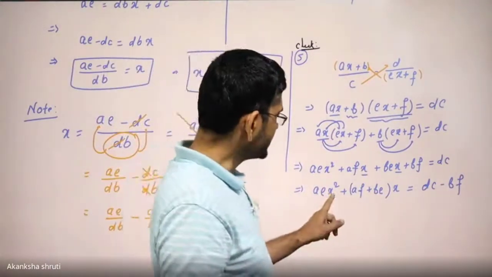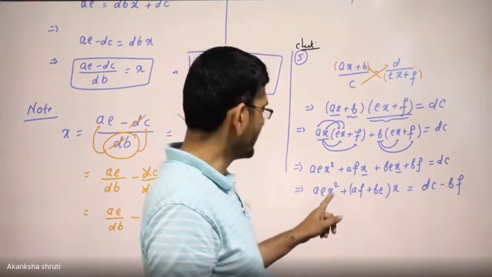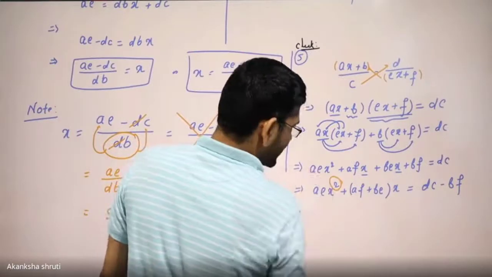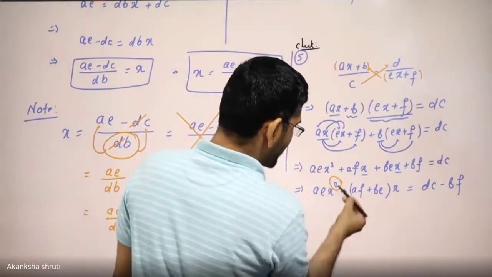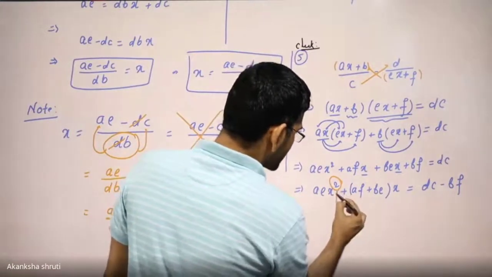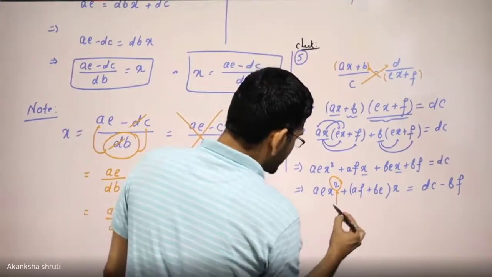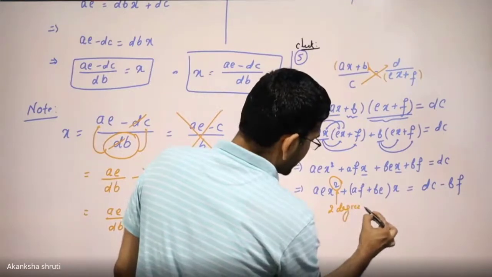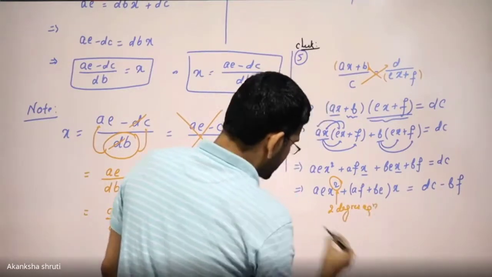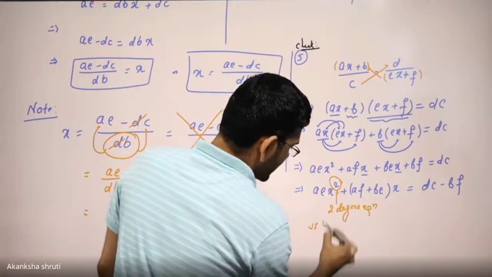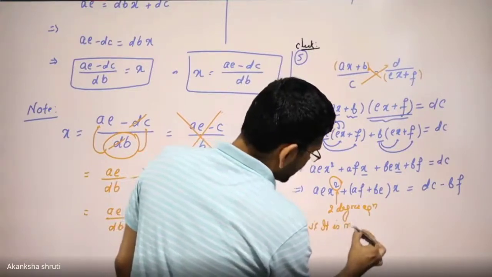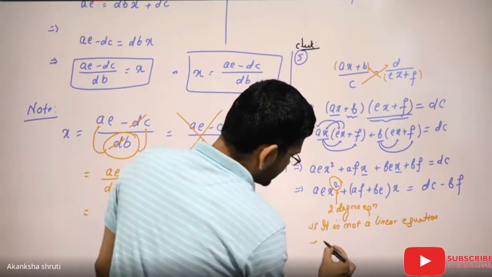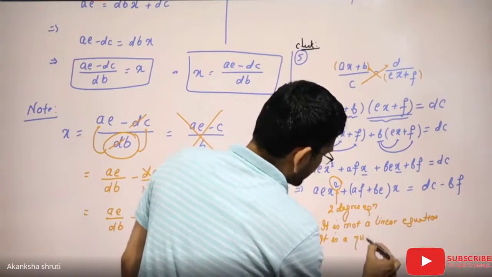Observe carefully, this is no longer linear. Why? Because of this x square, though here it is x to the power 1, because of this x square we have to write this is a 2-degree equation. So it is not a linear equation. Such an equation is called a quadratic equation.